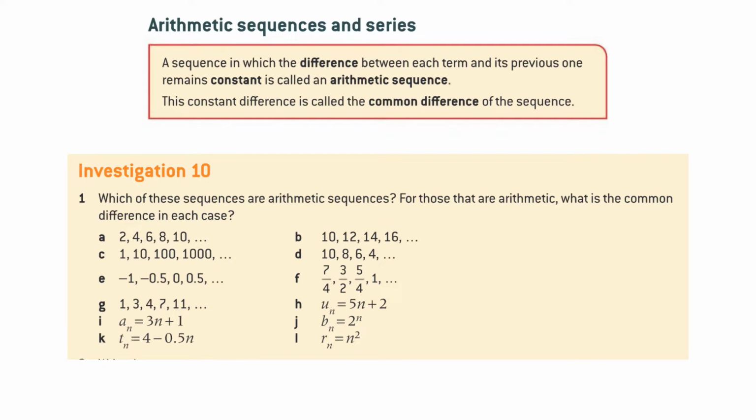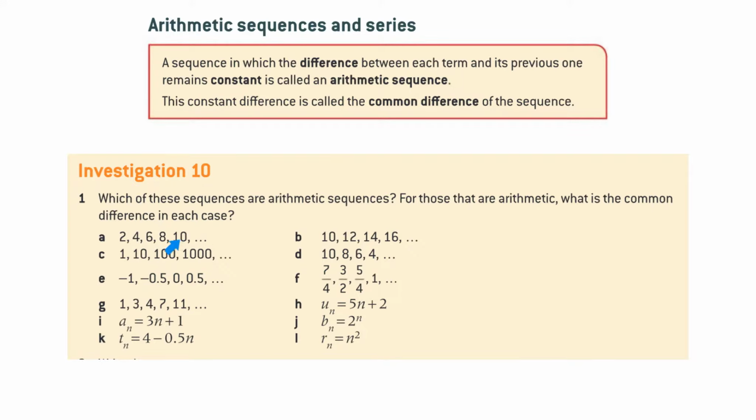Arithmetic sequences and series. A sequence in which the difference between each term and its previous one remains constant is called an arithmetic sequence. This constant difference is called the common difference of the sequence. Investigation 10. 1. Which of these sequences are arithmetic sequences? For those that are arithmetic, what is the common difference in each case?